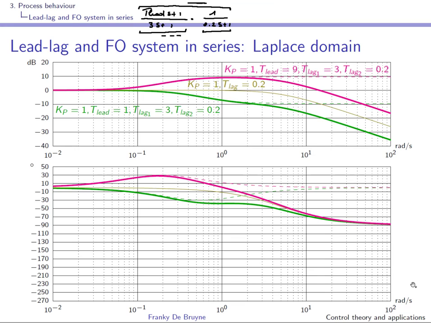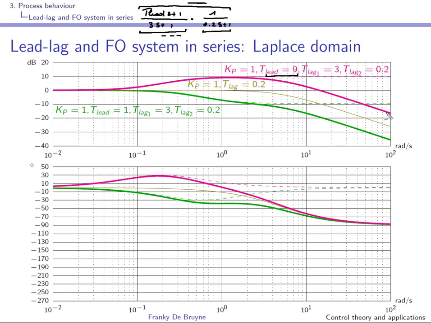We can obtain the frequency response in the case where t lead is equal to 9. Again, we have to combine the response of the lead lag system. Here the response is shown in dashed line with the response of this first order system, and this is what you obtain here for the gain as a function of frequency.